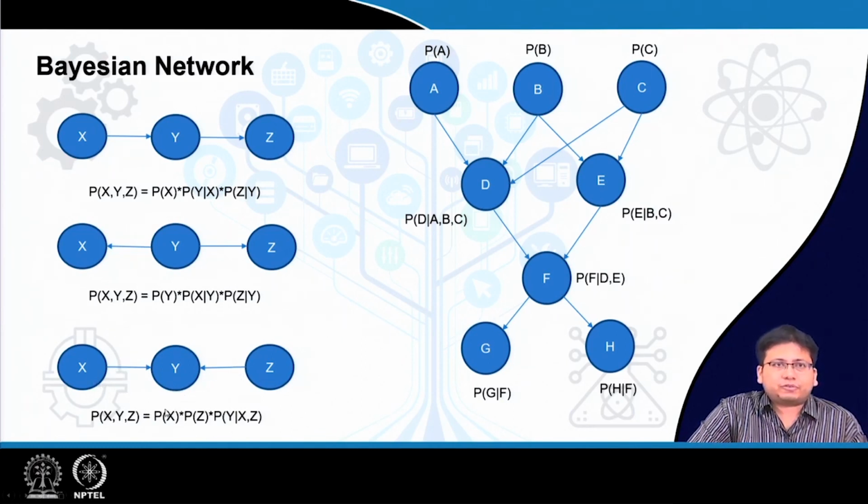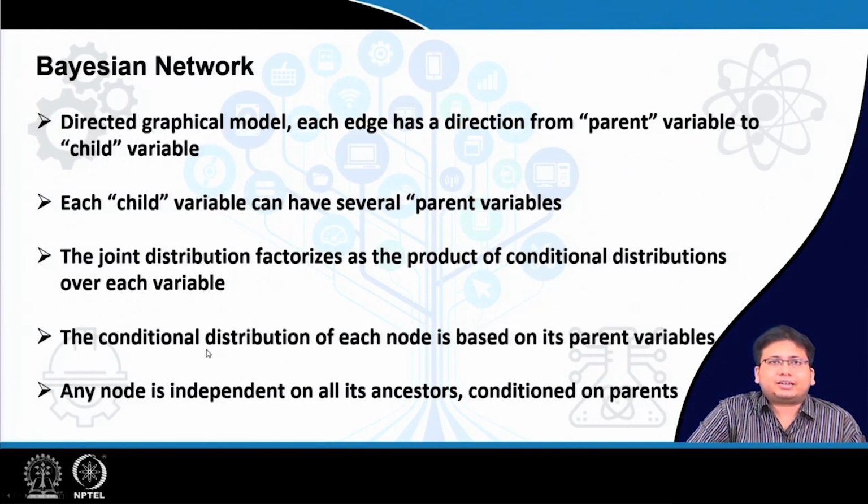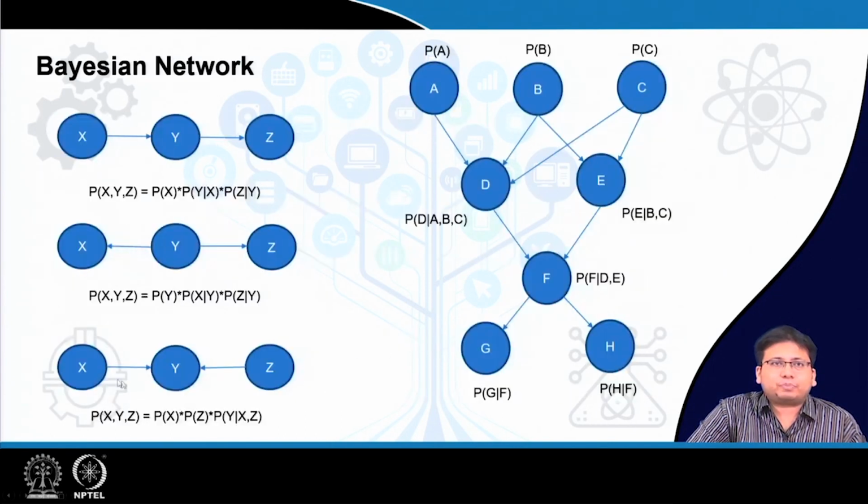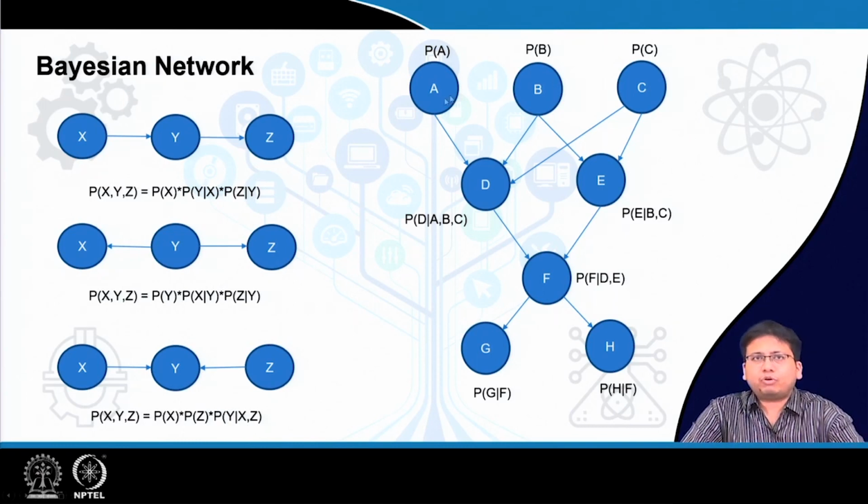z given y. Now, if you come to this case, so here you see that x and z both of them have no parents, but y has two parents, x and z. So, this one factorizes as probability of x times probability of z times probability of y given x and z. So, as I said earlier, the conditional distribution of each node is based on its parent variables. So, it has two parent variables x and z. So, I write p of y given x and z.